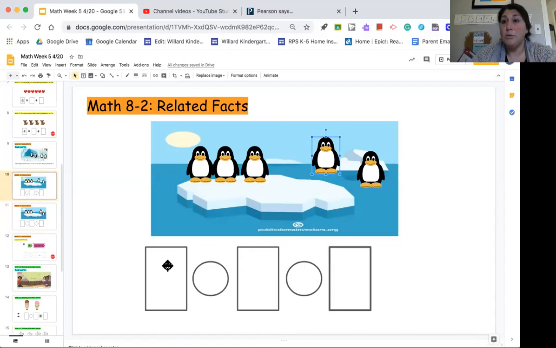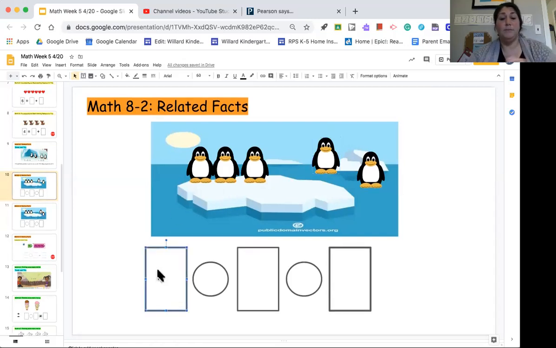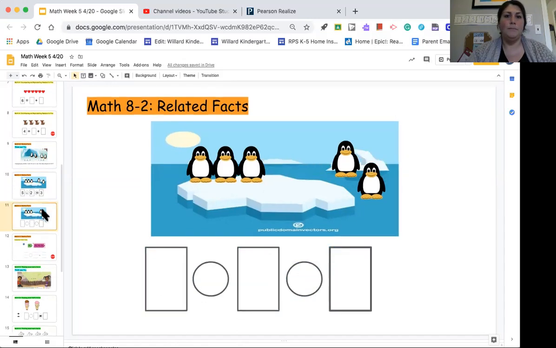So I'm going to work out this story problem now. We started with our whole number 5. We realized that 2 went away, so we took away 2. And now we know by looking at the picture and counting, there are 3 left. So my equation that matches my story problem is 5 take away 2 is 3. Here's our next one. So we have those 3 penguins.